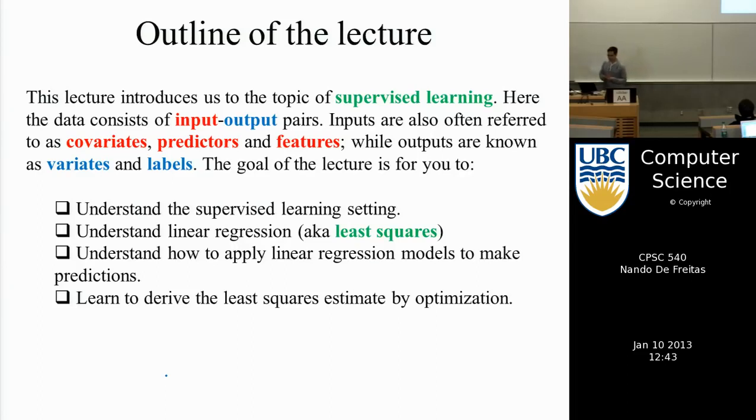Now, the inputs are also called, in statistics, more dryly, they go with the name covariates. Then the outputs are called variates, because the variate is a function of the inputs. The inputs are also known sometimes as features, or the predictors, and as I said just a while ago, the output's also known as the labels.